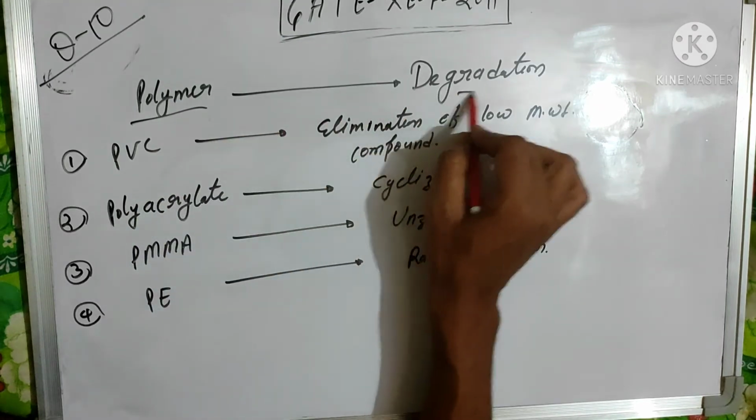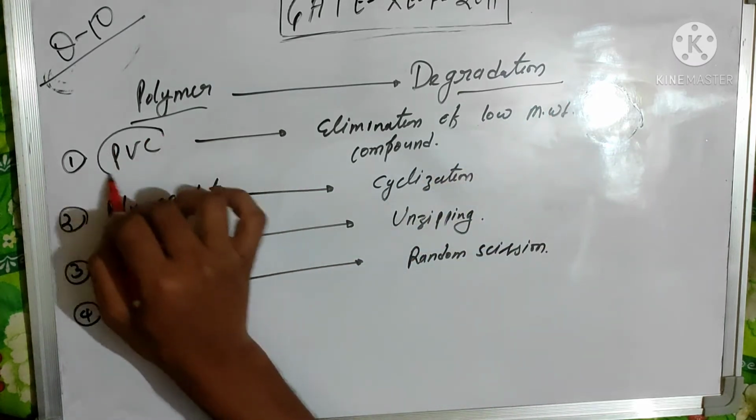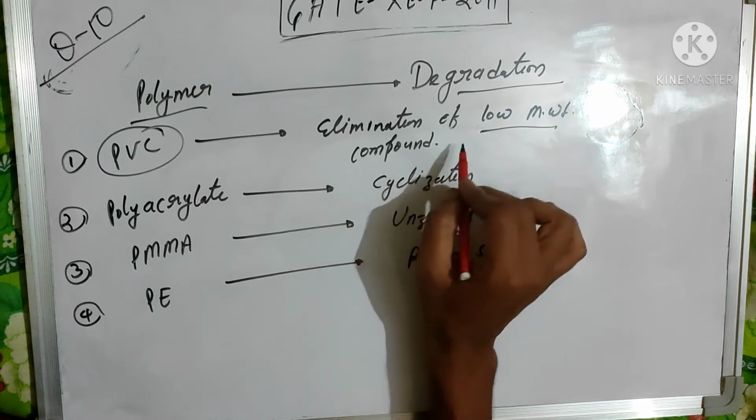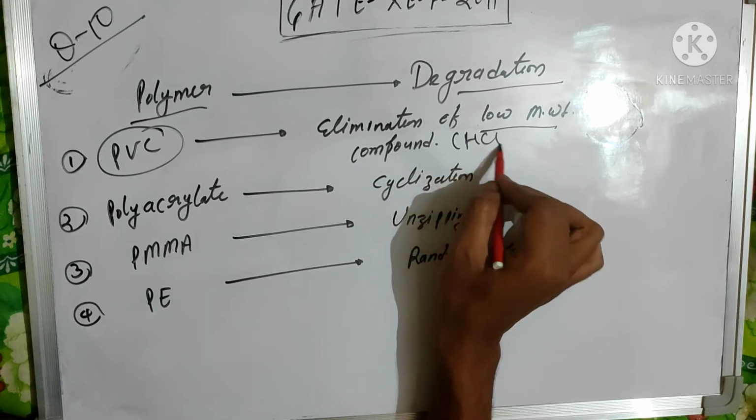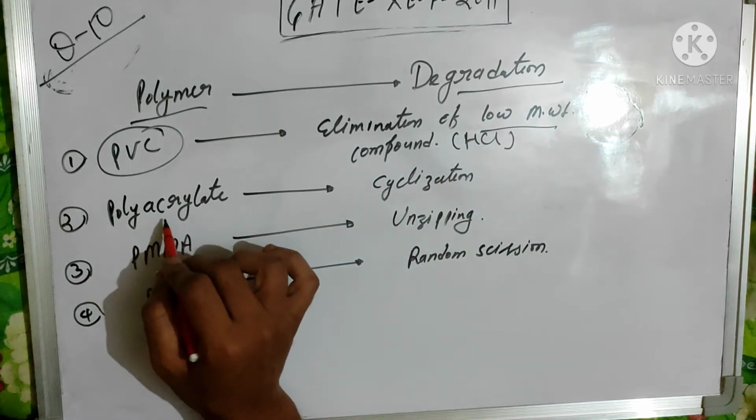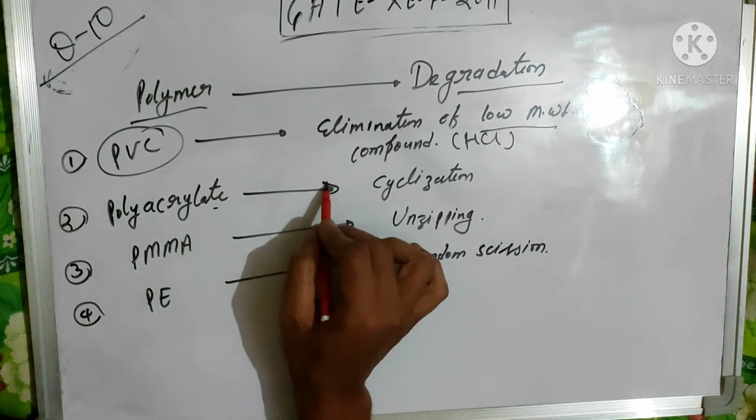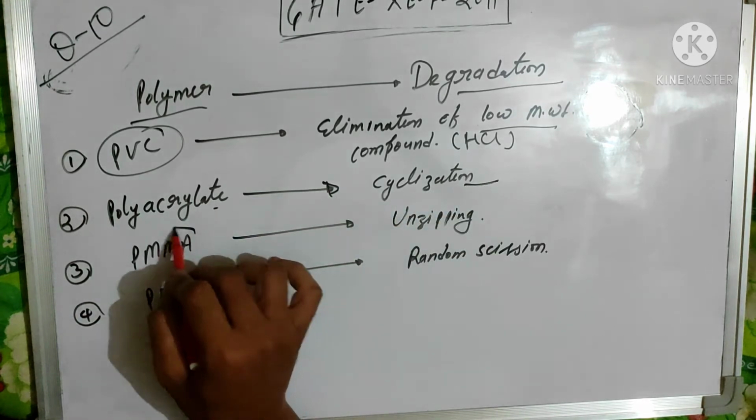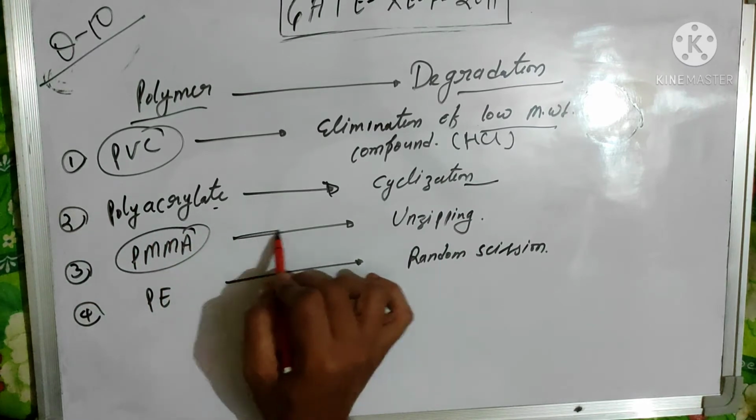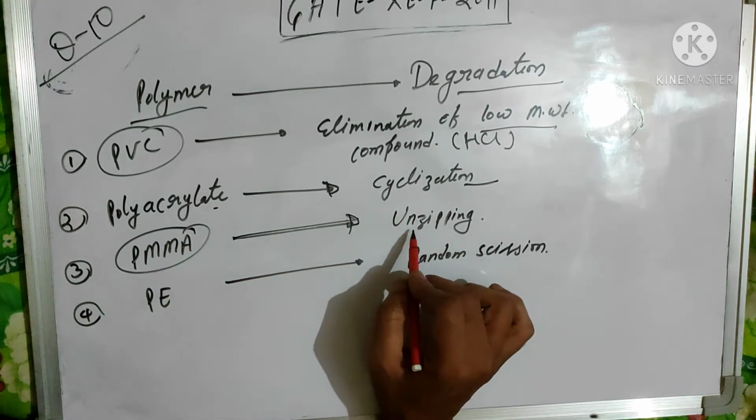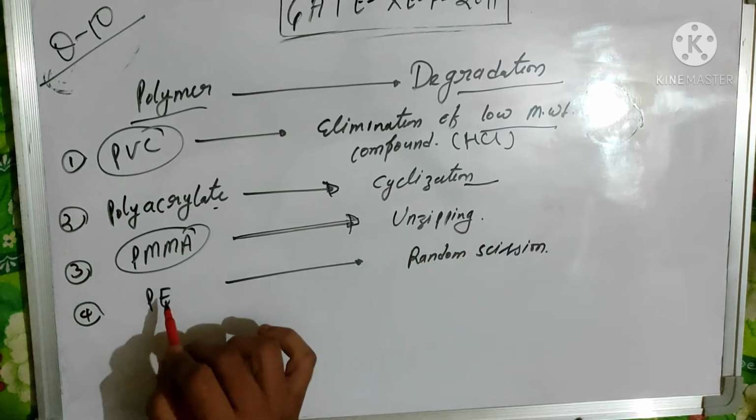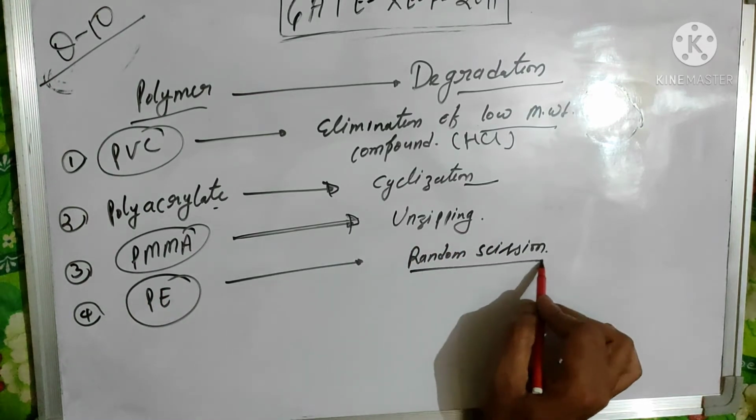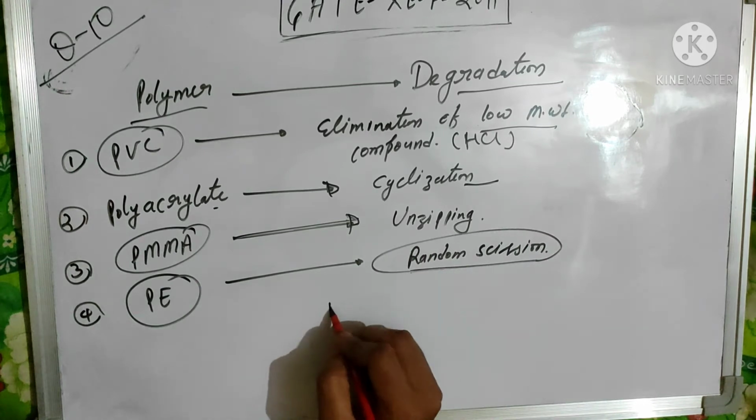The polymer and their degradation method. PVC is degraded by the elimination of low molecular weight compounds like HCl. The polyacrylate is degraded by the cyclization process, and polymethyl methacrylate PMMA is degraded by the unzipping process. And polyethylene is degraded by random scission. So the correct option is A.